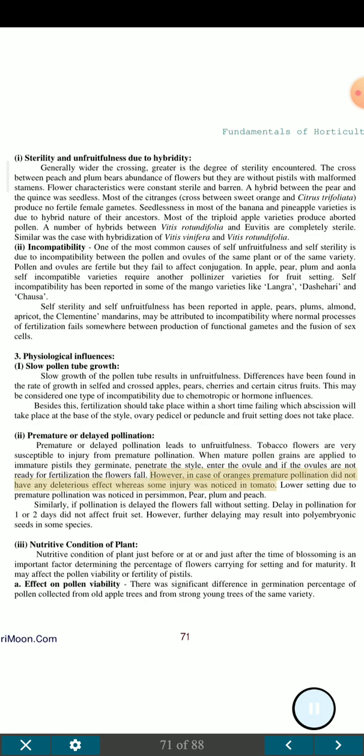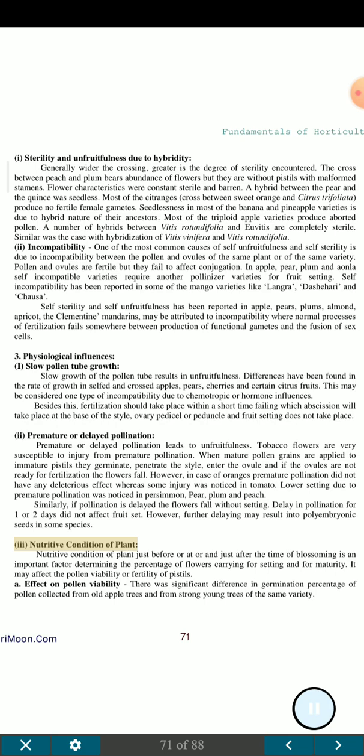However, in case of oranges, premature pollination did not have any deleterious effect, whereas some injury was noticed in tomato. Lower setting due to premature pollination was noticed in persimmon, pear, plum, and peach. Similarly, if pollination is delayed, the flowers fall without setting. Delay in pollination for 1 or 2 days did not affect fruit set. However, further delaying may result in polyembryonic seeds in some species.